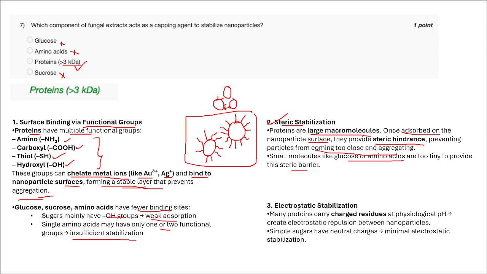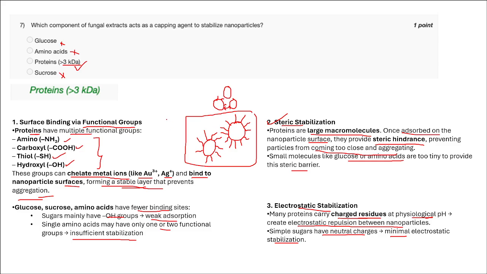The next thing is electrostatic stabilization. Many proteins carry charged residues at physiological pH, like NH2, NH2 plus, CO minus. They have charged residues at physiological pH, at 7.4, which create electrostatic repulsion between nanoparticles. Simple sugars have neutral charges, so there would be minimal electrostatic stabilization. Because of the electrostatic repulsive forces, the particles would stay away from each other, and these particles would not aggregate.